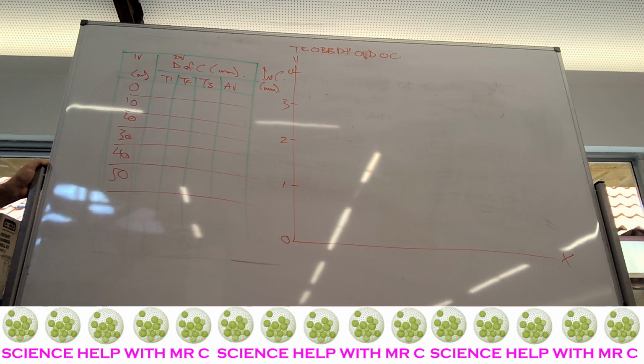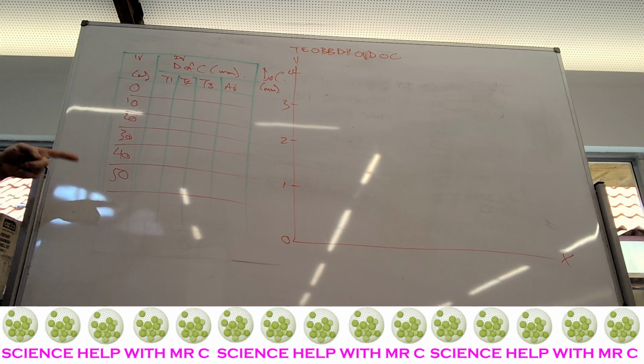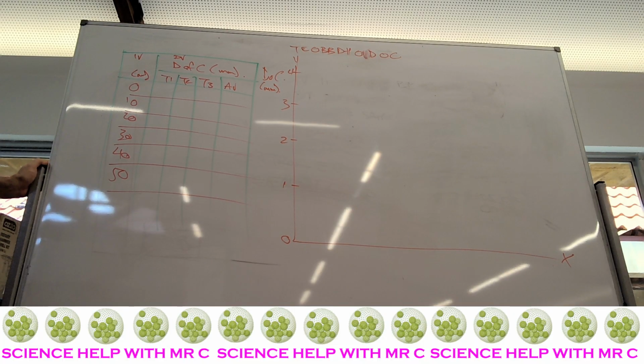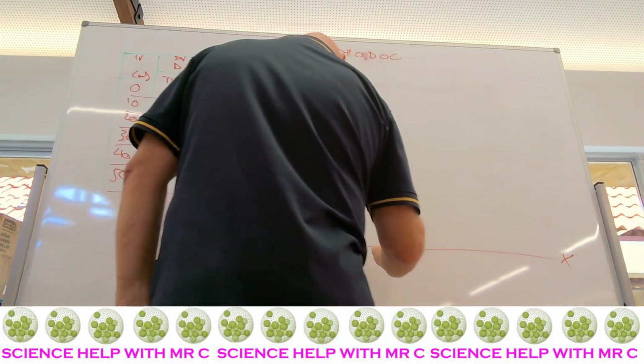Because the zero is in the corner. Yeah, no, it's on both. It's 0, 0. It's where the two lines meet. And this is drop height.